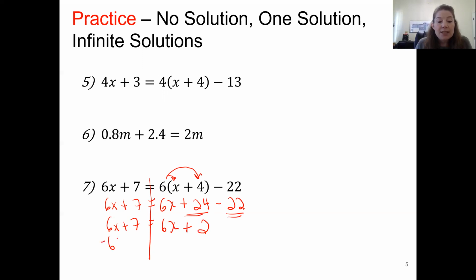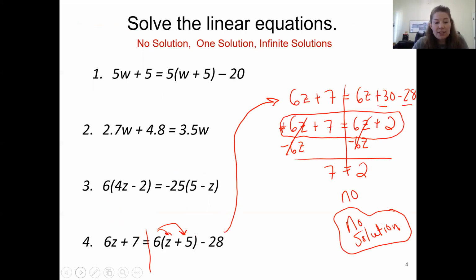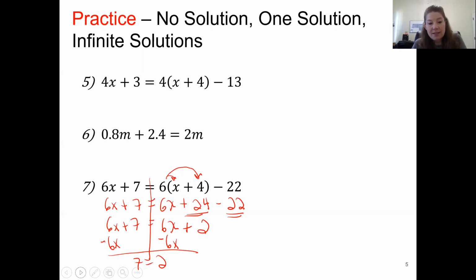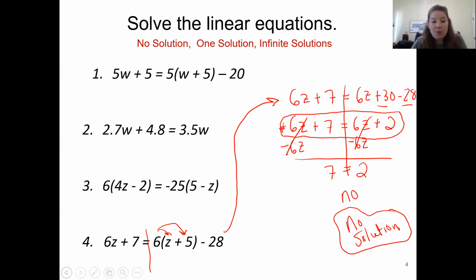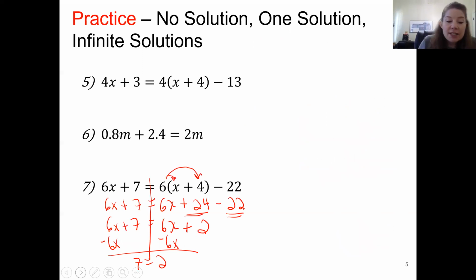And then if we try to cancel out our variables, we're going to end up with 7 equals 2. Is that true? Was this the same problem from the previous page? I think it was. Oh, very, very similar. Very similar, wasn't it? Anyway, it doesn't matter. All right, so does 7 equal 2? No, that's not true. So the answer is no solutions. I could not plug in a variable or a value for x to make this equation true.